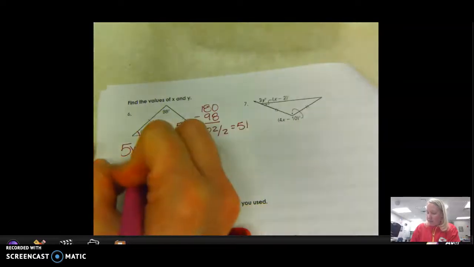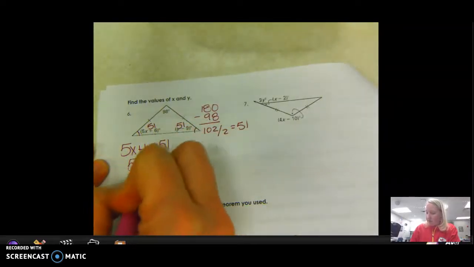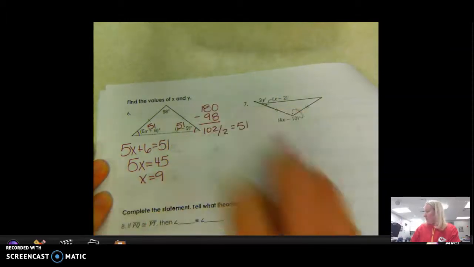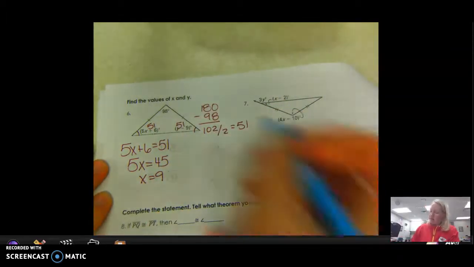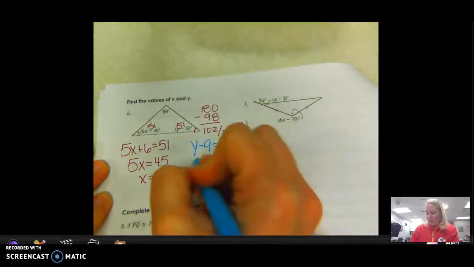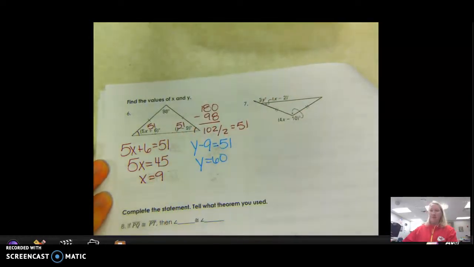So 5x plus 6 equals 51. I'm going to subtract 6 from both sides, so I get 5x equals 45. So x equals 9. And then over here, I'm going to do y minus 9 equals 51. Add 9 to both sides, so I get y equals 60.